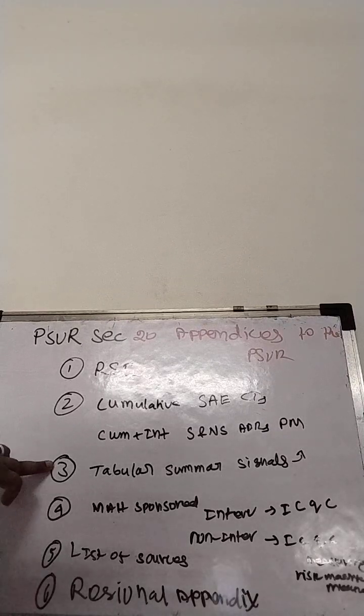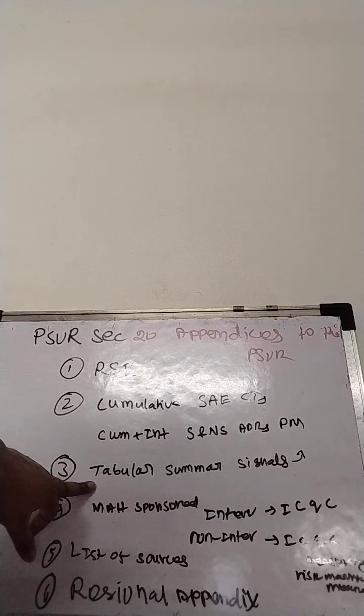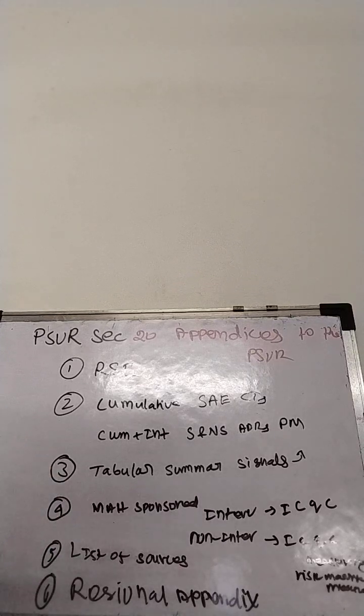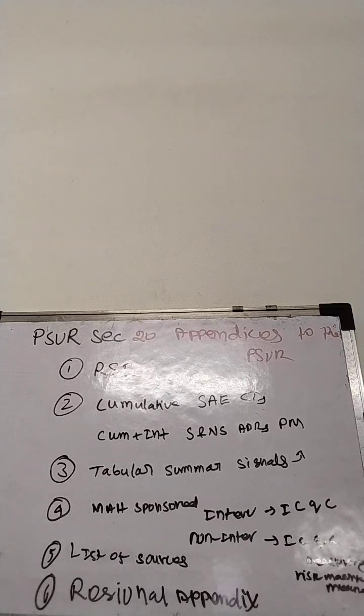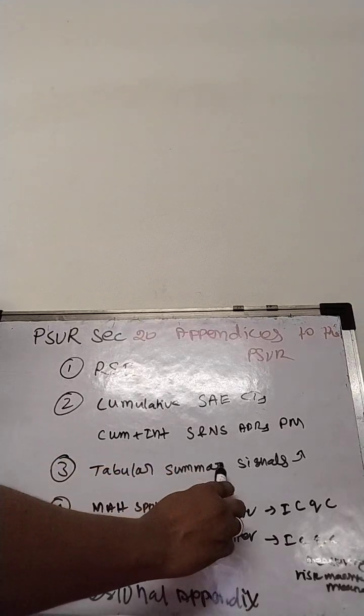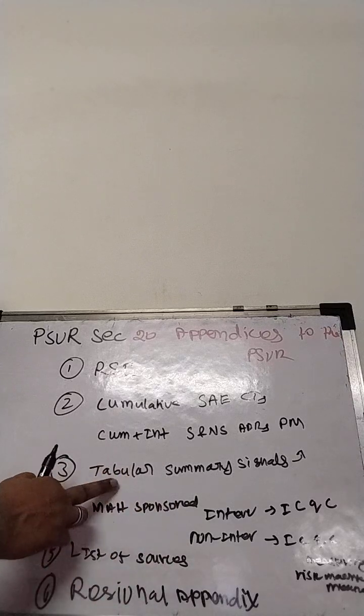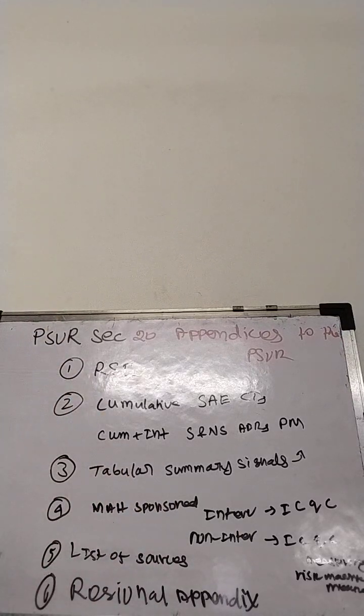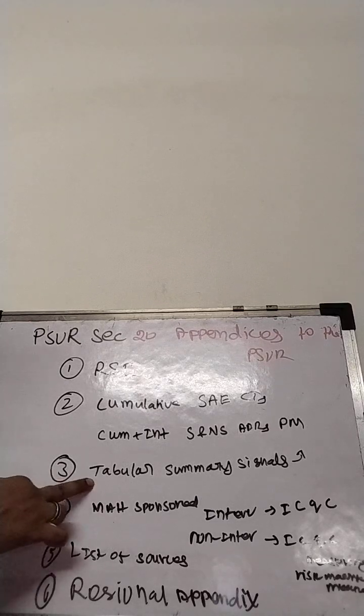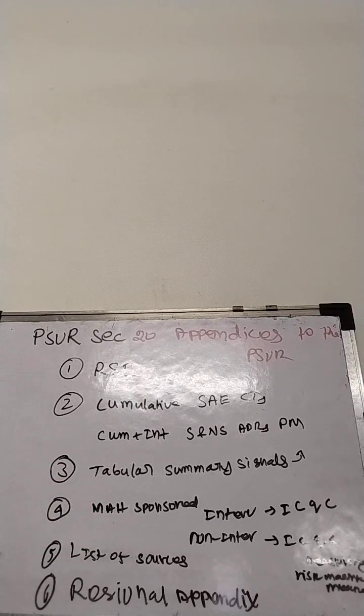The next appendix is the tabular summary of signals. Usually the guideline prefers that, if possible, you present it in the respective section under section 15 itself, and if not possible, then you can present the tabular summary of signals here.